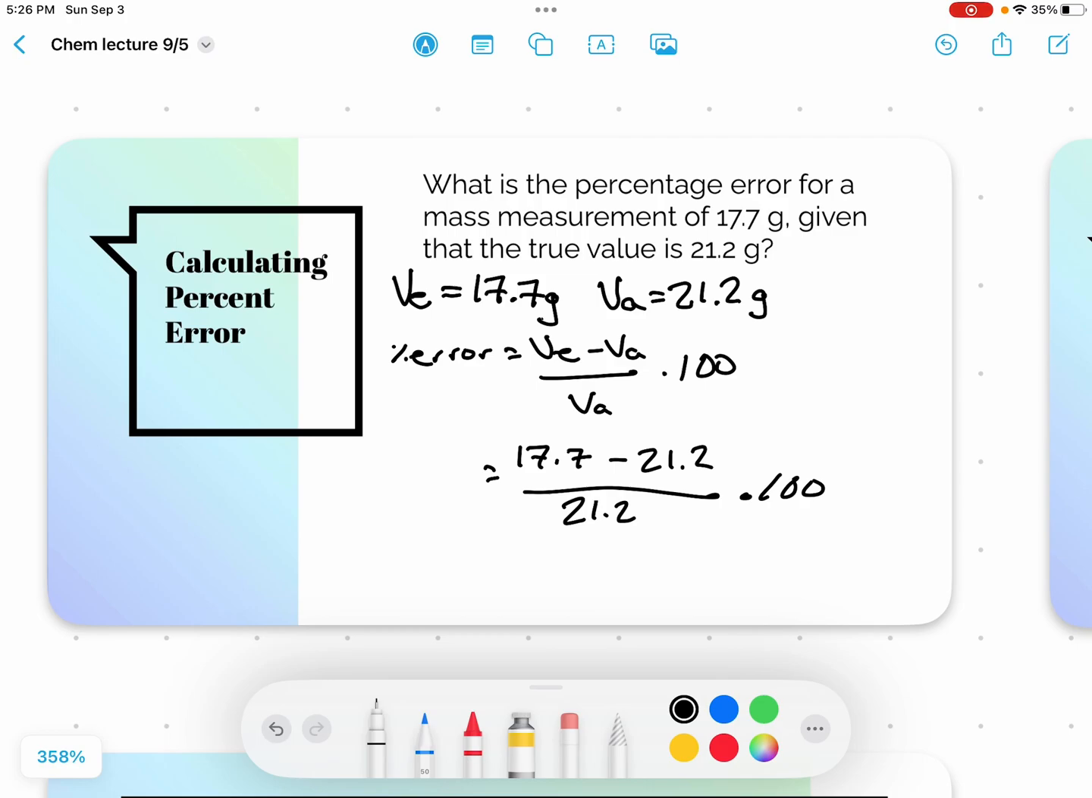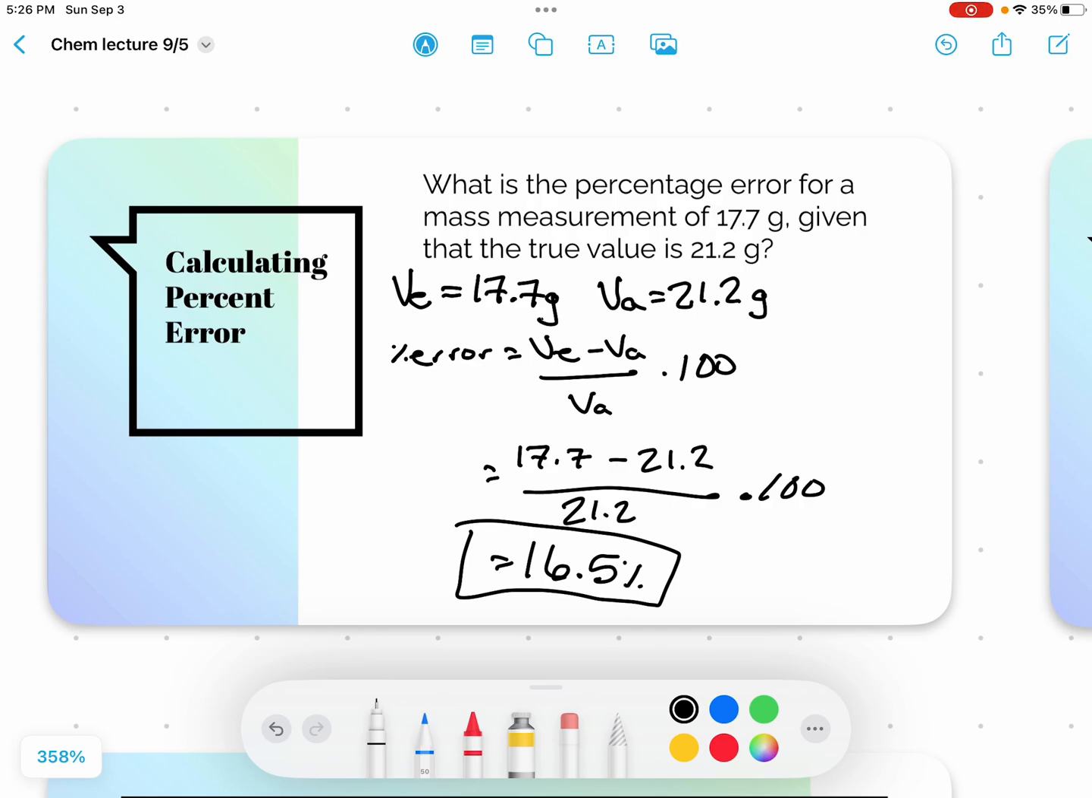Now, when you plug this into your calculator, you're going to have to do 17.7 minus 21.2 and then hit equals, because your calculator doesn't like to follow order of operations very well. Then you're going to take that answer that you just found, divide it by 21.2, hit equals again, and then times that by 100. When you do that, you should get an answer of 16.5%. And that'll be your final answer.